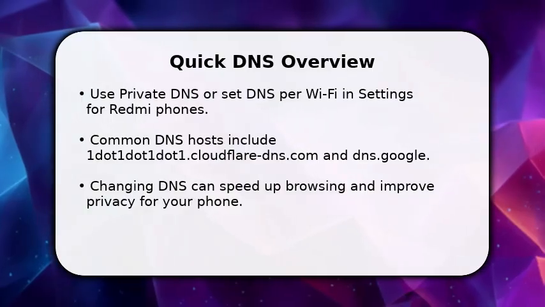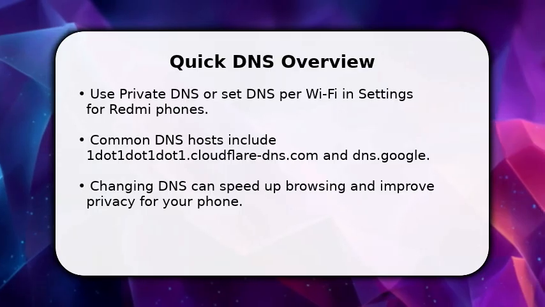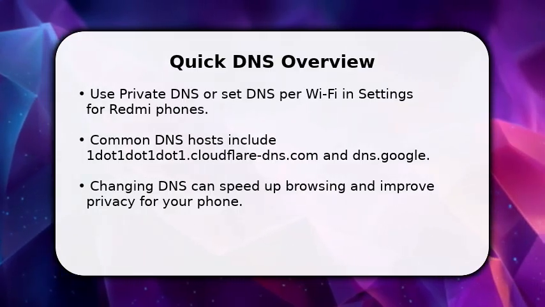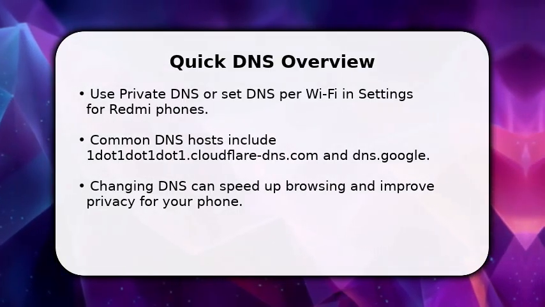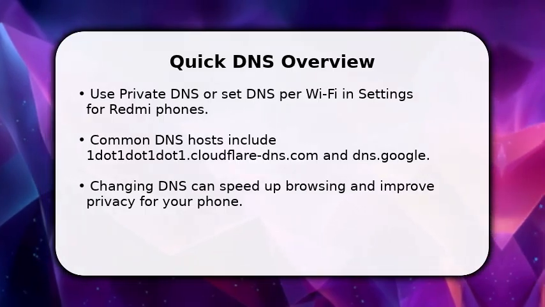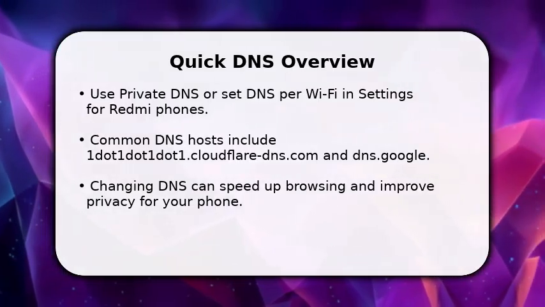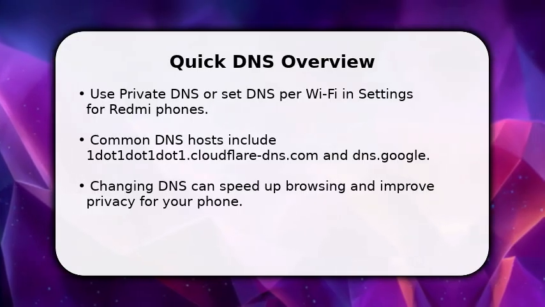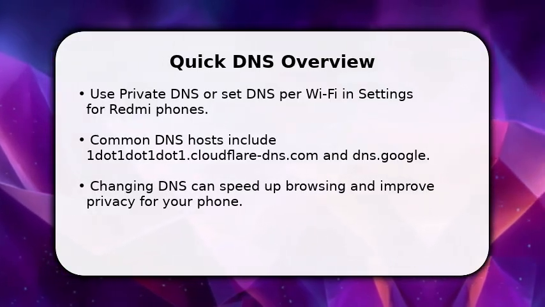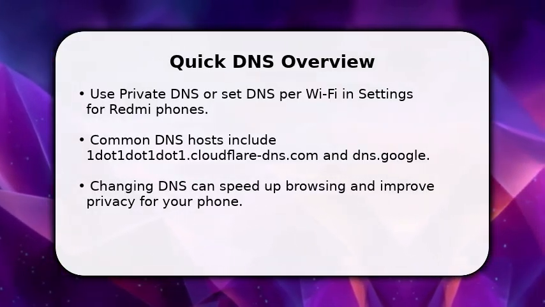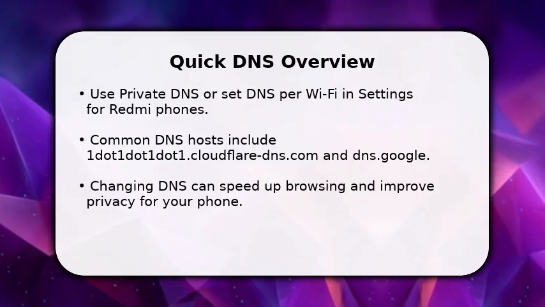I will show two easy DNS methods for Redmi phones using MIUI settings. First method uses private DNS by hostname for system-wide DNS resolution. Second method modifies DNS per Wi-Fi network for specific connections only. Both methods replace default ISP DNS with chosen resolvers like 1.1.1.1.